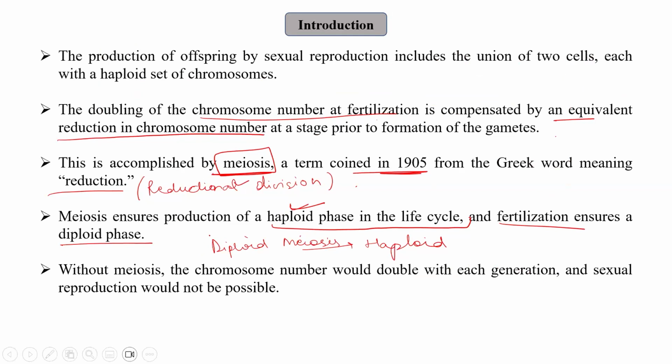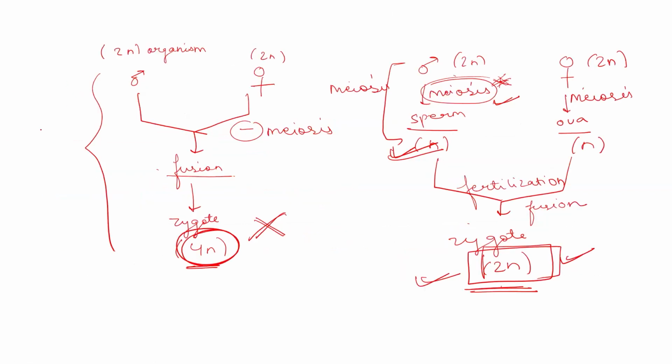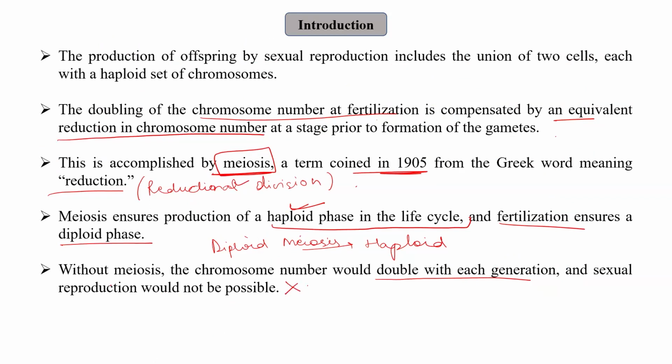So without meiosis, what will happen? The chromosome number would double with each generation. Suppose, as in this example, the first generation would have 4n chromosomes. Now, when these 4n chromosomes fuse without any process of meiosis, it will result in 8n chromosomes. Therefore, the chromosome number will keep on increasing with every subsequent generation, and it will be difficult for the organism to maintain its chromosomal state, for example the diploid state. So sexual reproduction would not be possible without the process of meiosis.